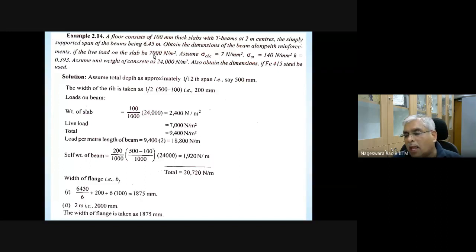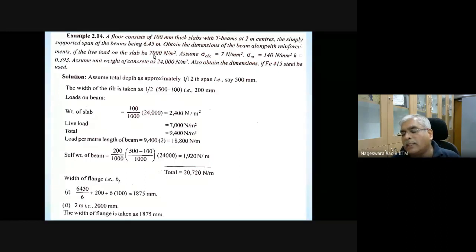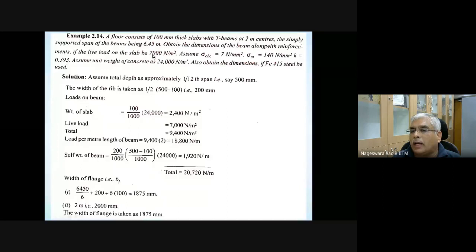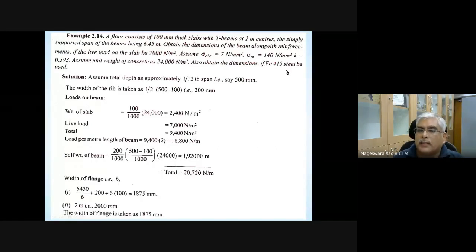This is a slab, so the load is given per unit area, 7,000 Newton per meter square. The material properties are given: permissible stress in concrete, permissible stress in steel, the corresponding neutral axis depth factor, and the unit weight of concrete. This is for Fe 250 steel. Repeat the calculation for Fe 415. So let's see how to proceed.